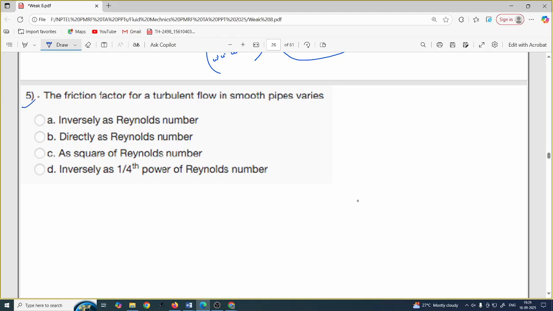Next one is the friction factor. The friction factor for a turbulent flow in a smooth pipe varies, remember, turbulent flow: inversely as Reynolds number, directly as Reynolds number, as square of Reynolds number, or inversely as 1 by 4th power of the Reynolds number. So please try to write your answer for this question.